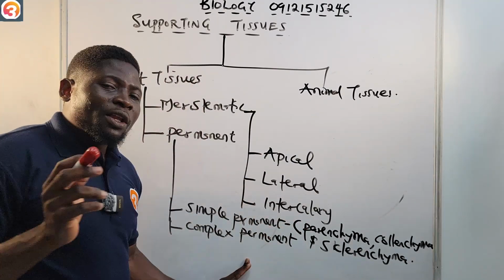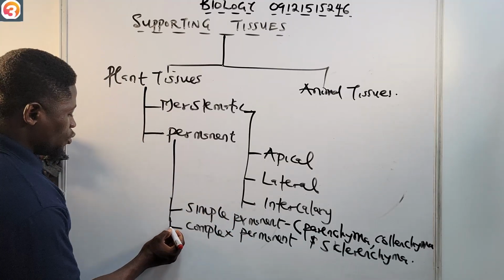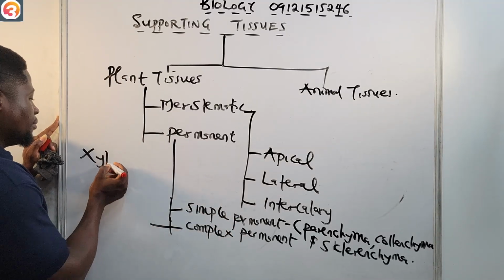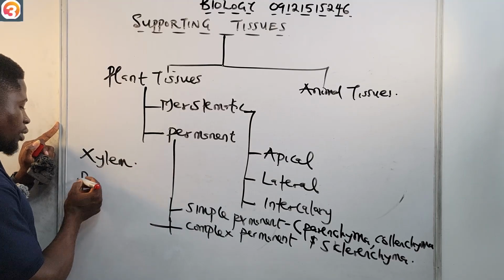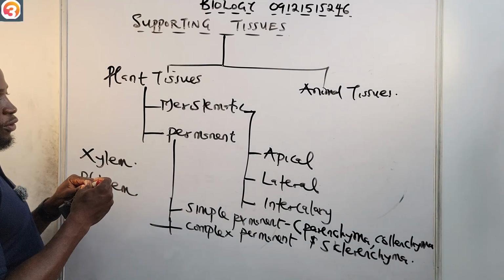Complex permanent tissues are divided into two. Those two are what? Number one, we have the xylem. Then number two, we have the phloem. Please just take note of all of these.